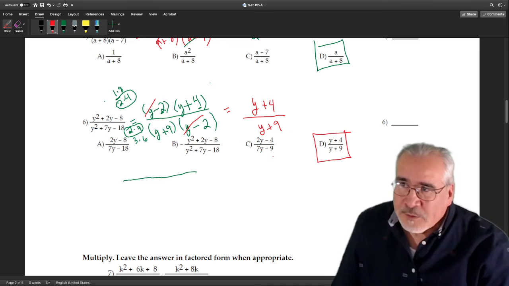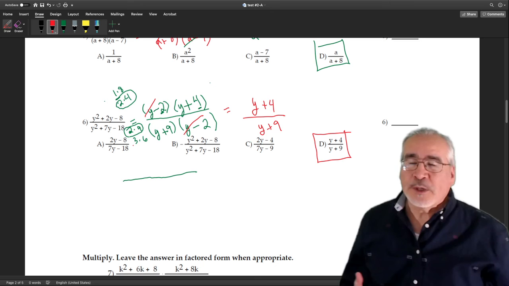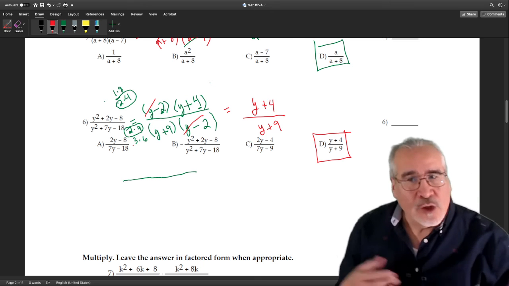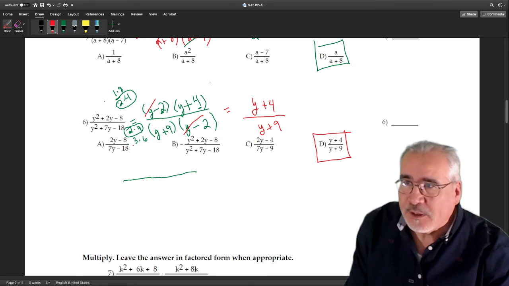Incidentally, your test is going to be very similar to this, multiple choice, so this gives you good practice. Anything you're struggling with, go back to the homework, find similar problems, and practice them.